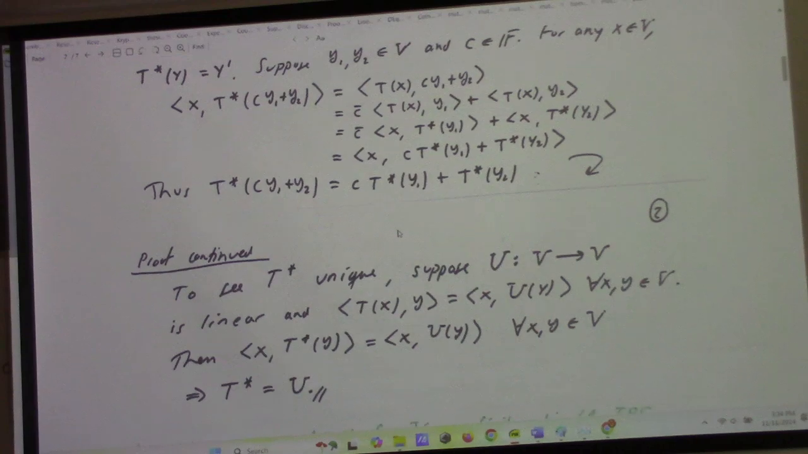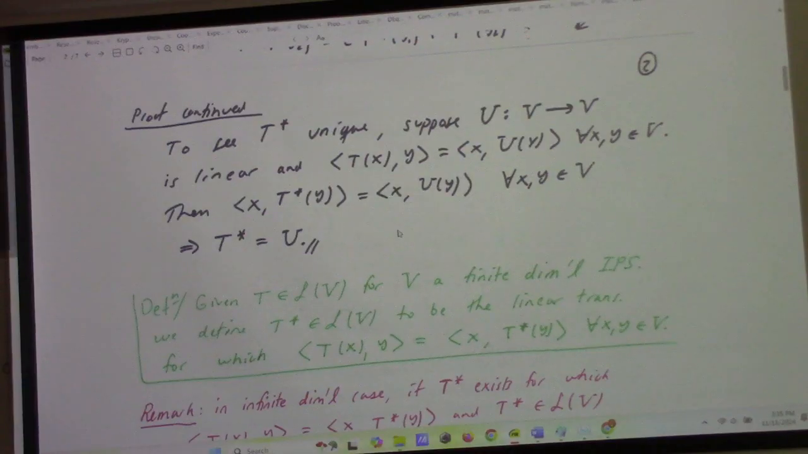And then to get uniqueness, if we have another operator U that satisfies the same defining condition for the adjoint, then that again would give us that equality for all x and y, which again implies that it's the same operator. So the adjoint of a linear operator exists, and it is defined by that defining property.